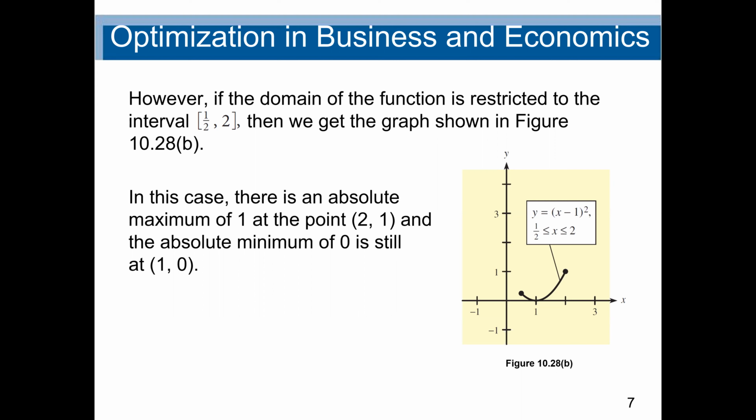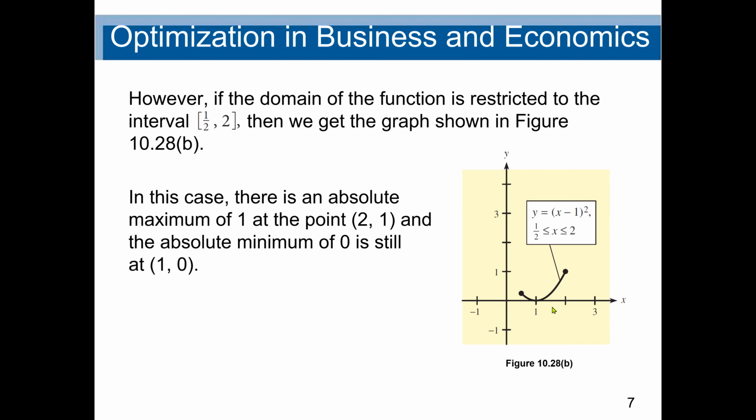This is not a relative maximum, because relative maximum means from increasing to decreasing. But absolute maximum means the highest point in the graph, at the top. So here we say that if the domain of this function is restricted from half to 2, so the first point here is half, and the right point is 2. Then we get a graph shown below, which is this graph.